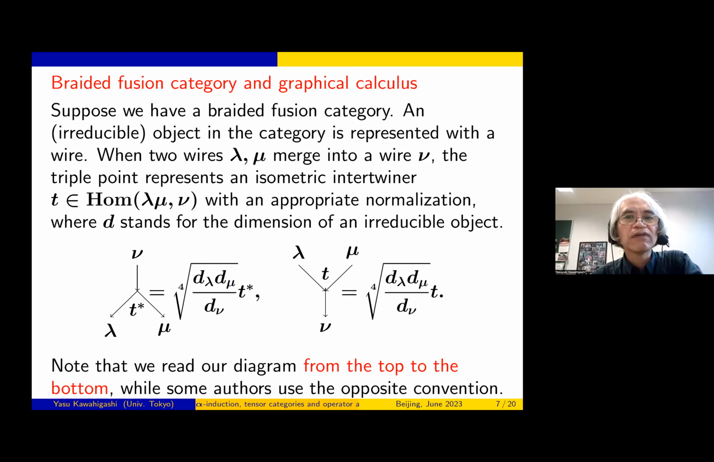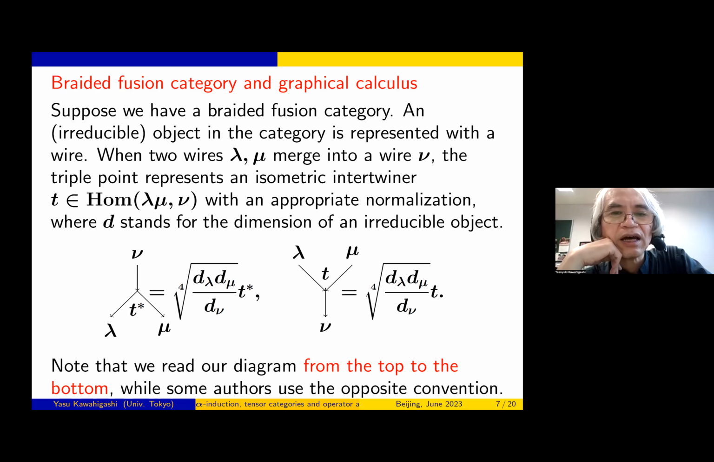Then we have a certain graphical calculus for handling a braided fusion category. Suppose we have a braided fusion category, then an irreducible object in the category is represented with some kind of wire, like in this picture. The left picture has 3 wires, labeled lambda, mu, nu. On the right picture, we have 2 wires, lambda and mu, and they go down. Lambda and mu merge into a new wire, nu. Then we have a triple point here labeled with T.